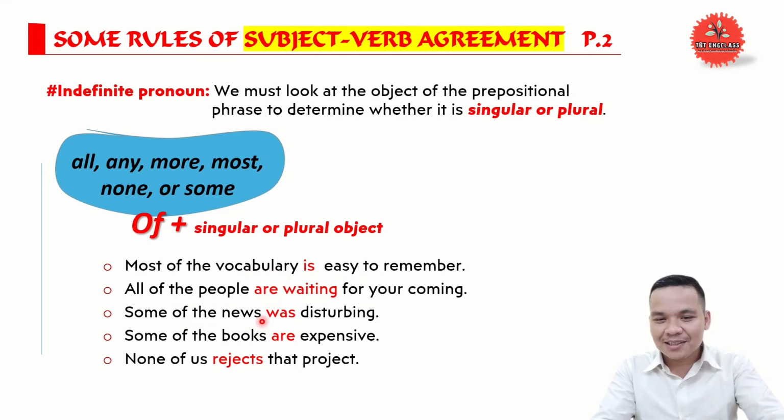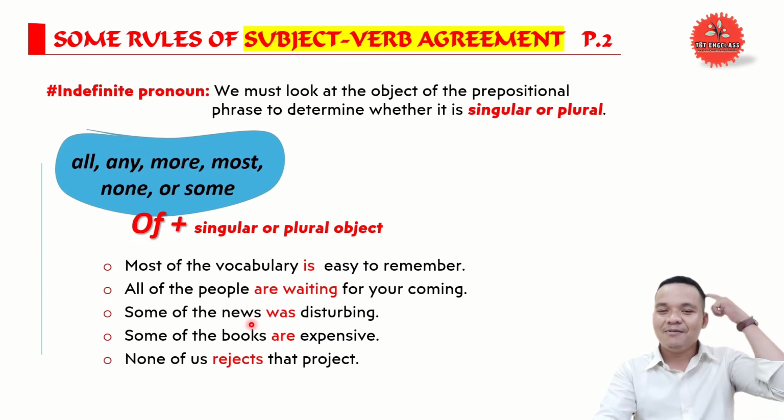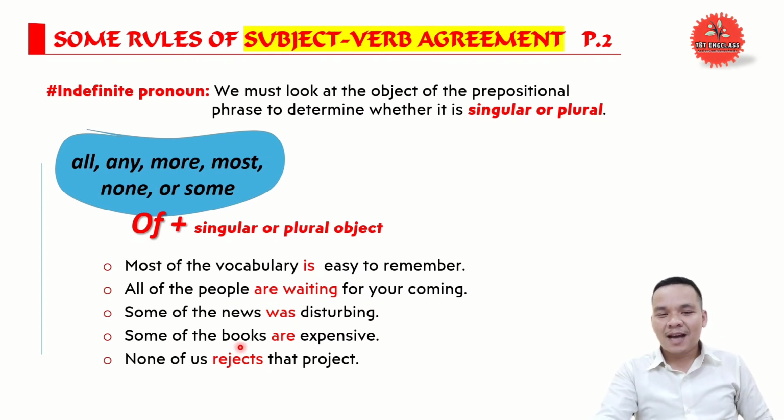Some of the news, news is singular. Some of the books are alright. Books is plural, so the verb is plural.